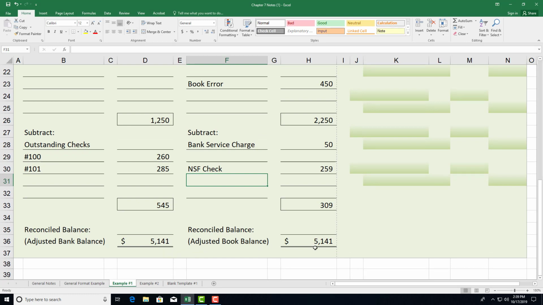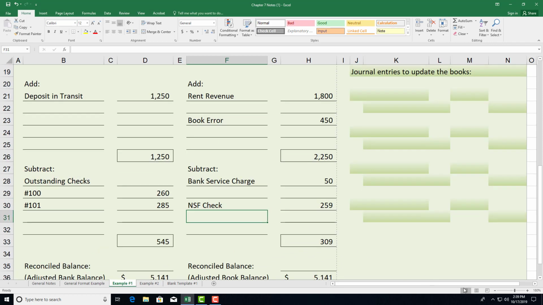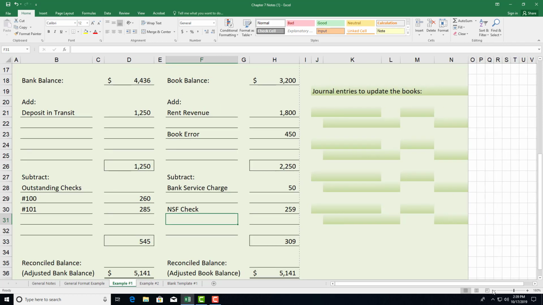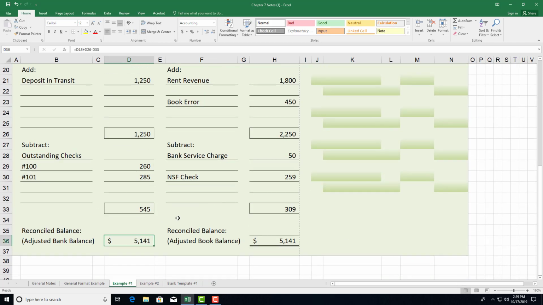And so if you go down at the bottom, we have now balances that agree with each other. And this is what we call our reconciled balance, or the adjusted balance, which is the amount that should go on the balance sheet.